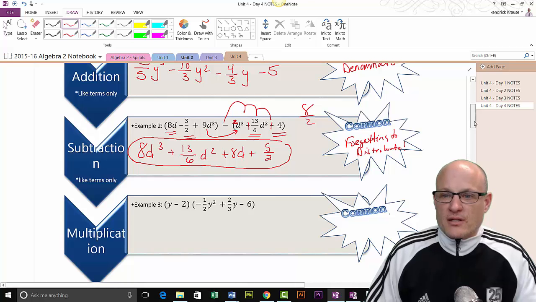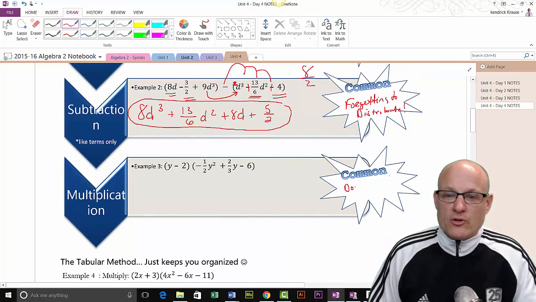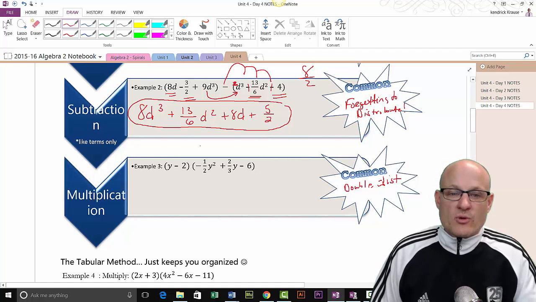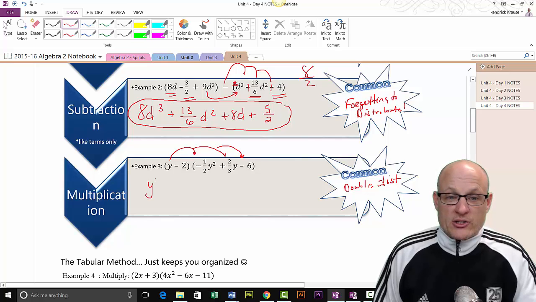All right. Here we got to double distribute. So what do I mean by double distribute? Well, we're going to multiply this one times each one. That's the first thing we're going to do. So y times y squared is y cubed, but then we've got y times -1/2, so -1/2 y cubed. And then y times 2/3 y is plus 2/3 y squared. And then y times -6 is minus 6y.